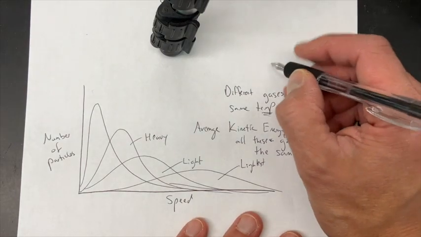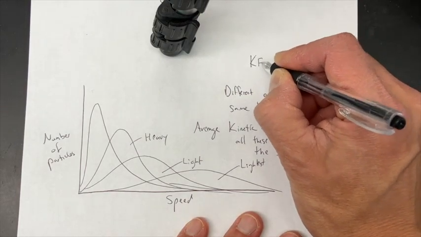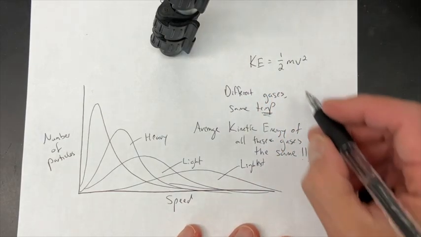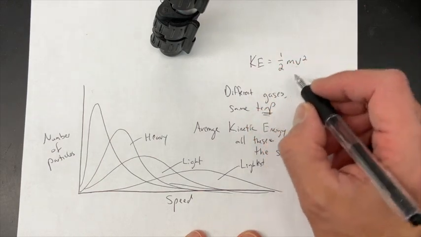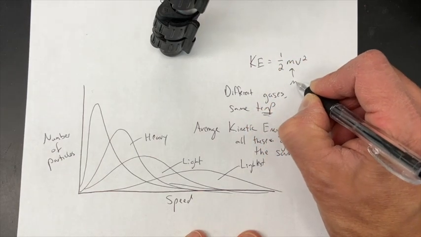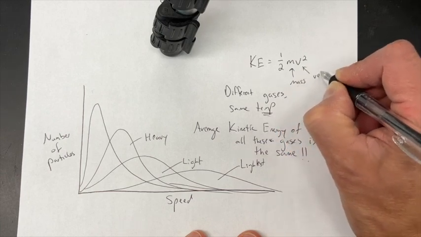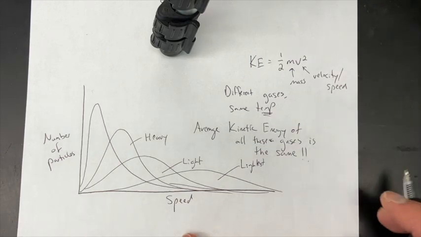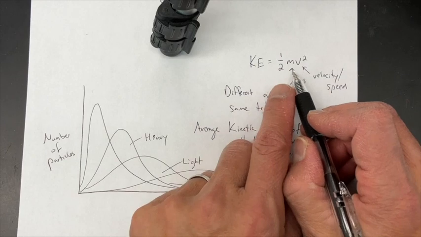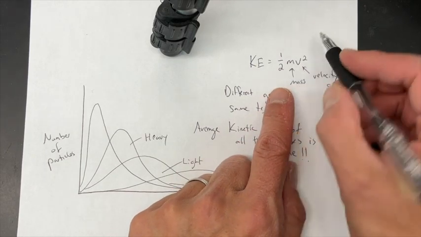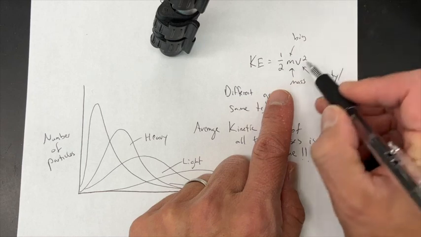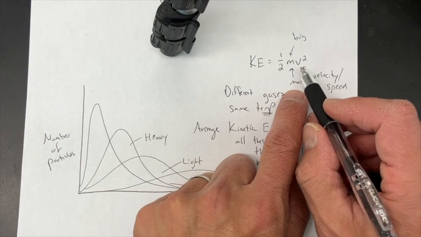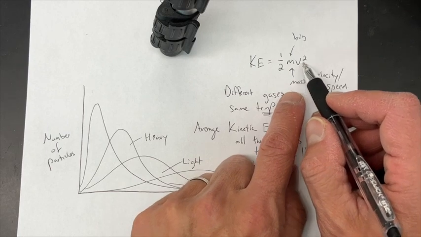But kinetic energy of a particle is equal to 1/2 mv squared. This is of a particle. Okay, so for one particle, this is mass, and this is velocity, which is speed. Okay, so if I have a heavy particle, if this mass is big, then the velocity is going to be much smaller because heavy particles don't move as fast.